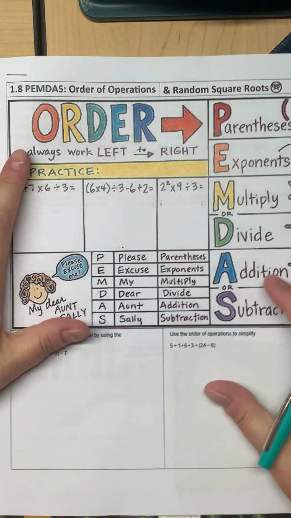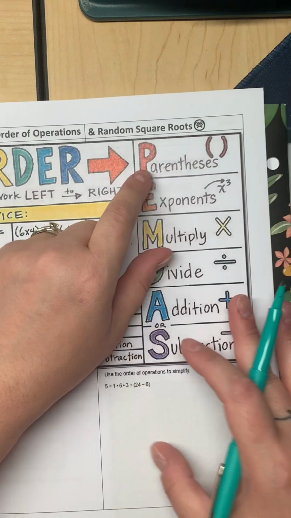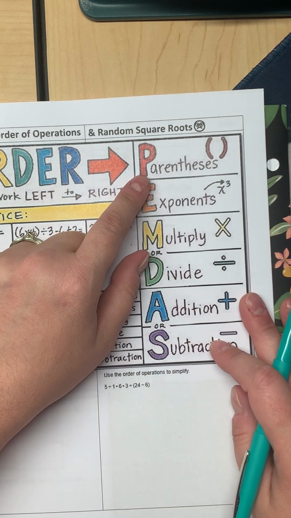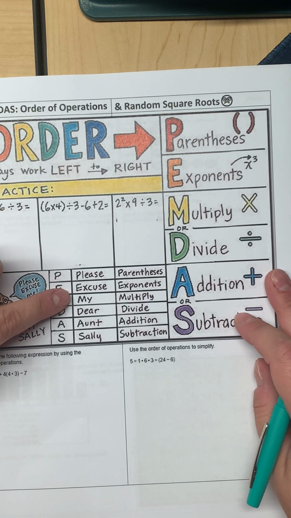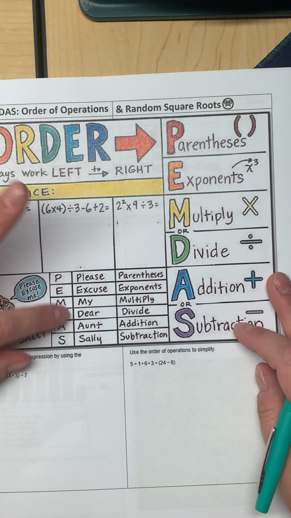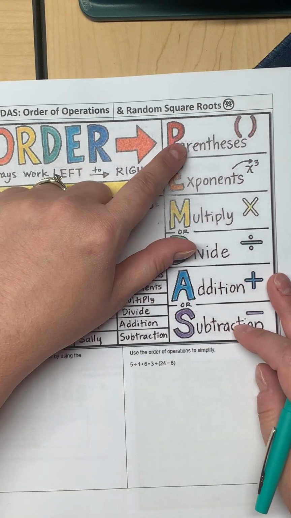Okay, so when we talk about which order to do the math in, we have to follow something called PEMDAS. And you probably remember it from when you were a kid. It means, please excuse my dear Aunt Sally. That's the acronym that we can use, or the phrase that we can memorize. Please excuse my dear Aunt Sally. And P means parentheses.